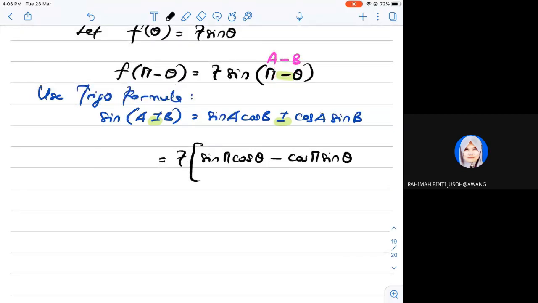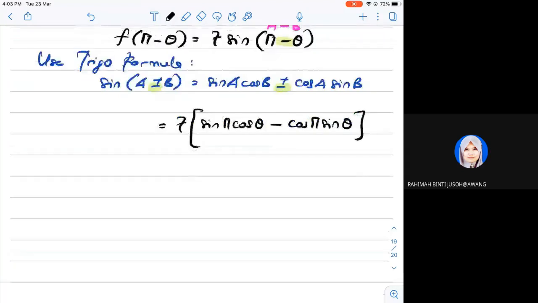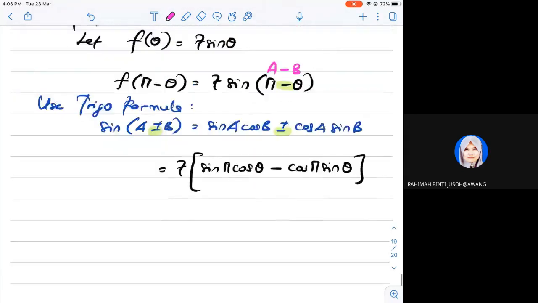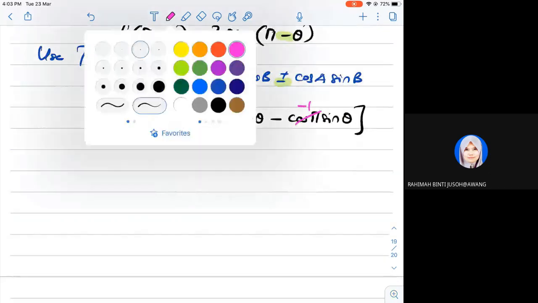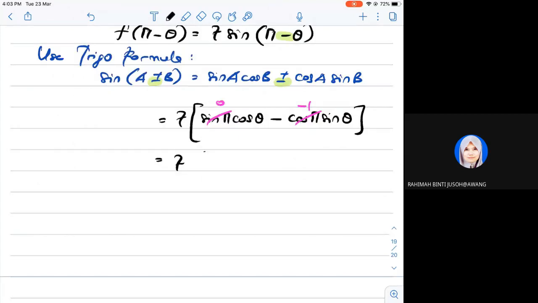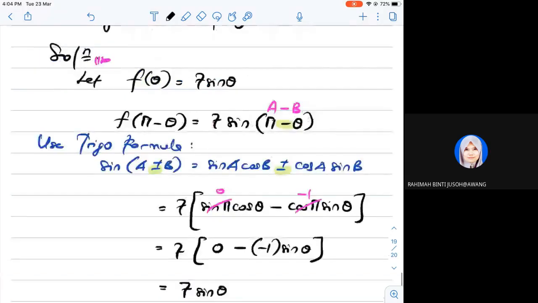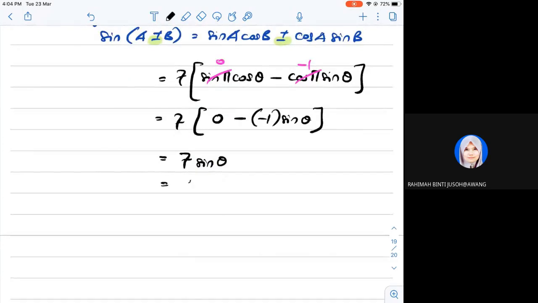sin theta. Macam tu. Okay, so now if you use your calculator, sin pi is equals to 0. Cos pi pula sama dengan negatif 1. So dia akan jadi sama dengan 7 darab kosong tolak negatif 1 darab sin theta. Bila darab masuk 7, negatif-negatif jadi positif, isn't it? So dapat 7 sin theta. Dapat balik f theta kan? So yes, symmetry about y-axis.